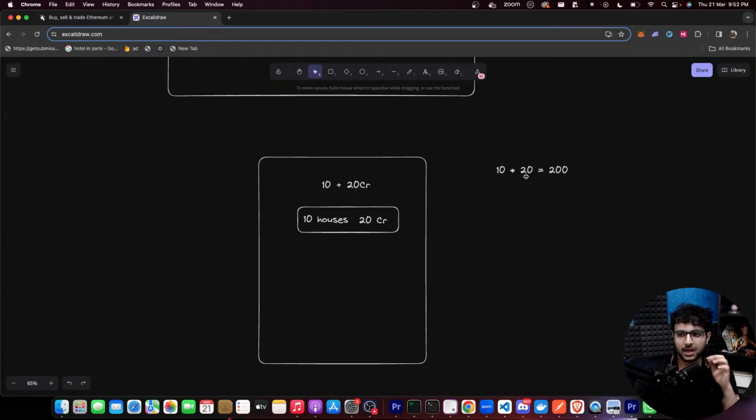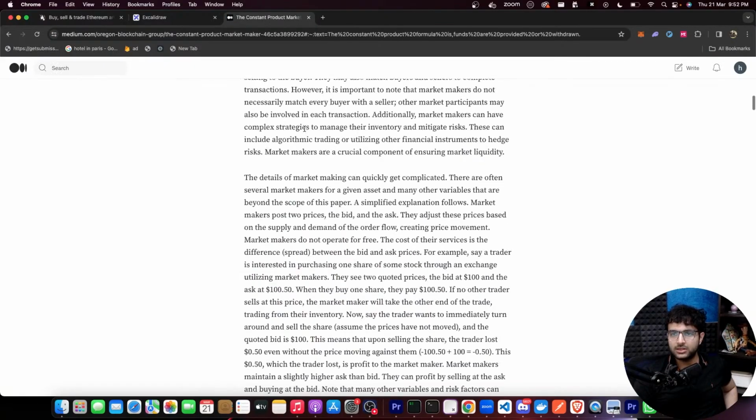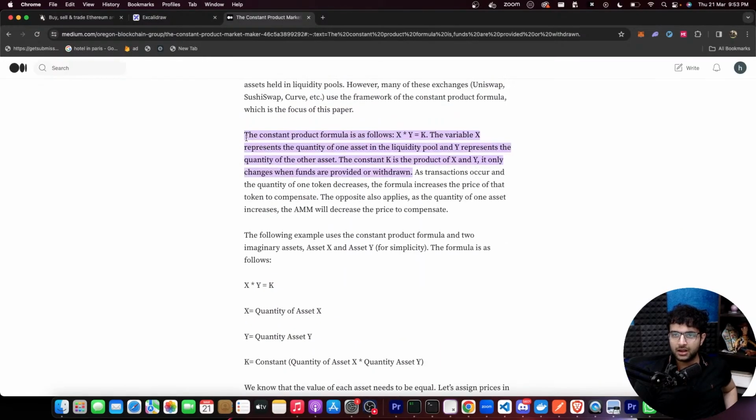There you go. Another buzzword to introduce: automated market makers, liquidity pools, constant product. The constant product market maker. This paper serves as a primer on how constant product market makers operate. The constant product formula is as follows: x into y equal to constant. The variable x represents the quantity of one asset in the liquidity pool. Y represents the quantity of another asset. The constant is the product of x and y. It only changes when funds are provided and withdrawn.